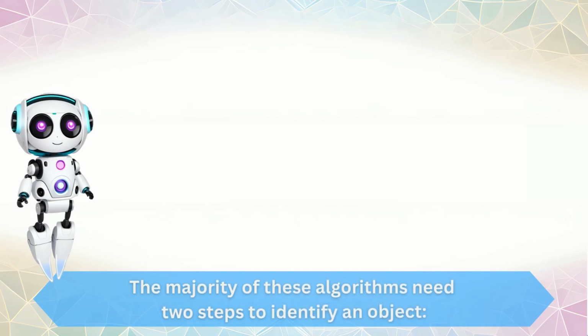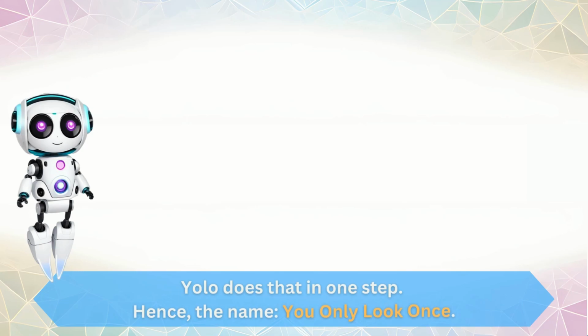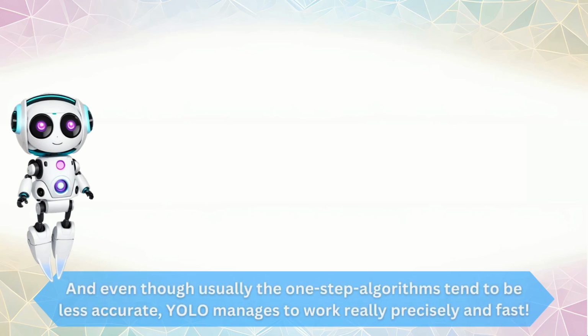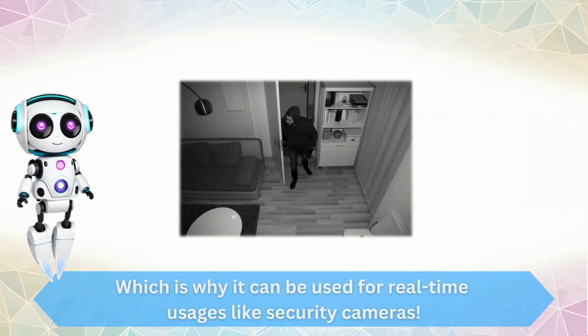The majority of these algorithms need two steps to identify an object. First, gather a set of potential locations in the image, and second, refine these proposals to come up to a conclusion. YOLO does this in one step, hence the name, you only look once. And even though usually the one-step algorithms tend to be less accurate, YOLO manages to work really precisely and very fast. Which is why it can be used for real-time usages like security cameras.